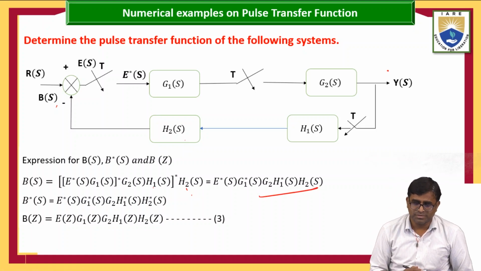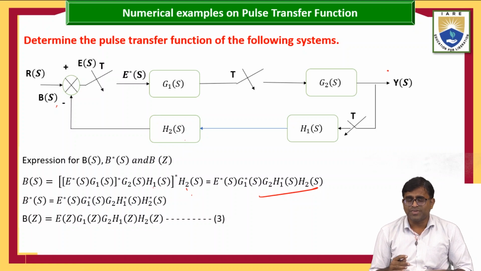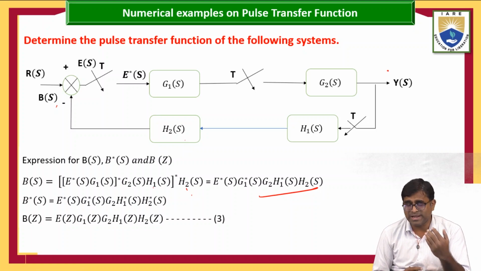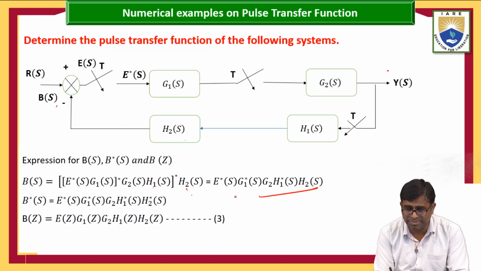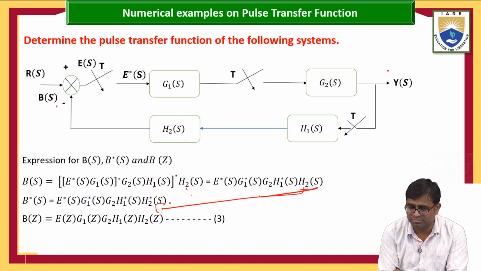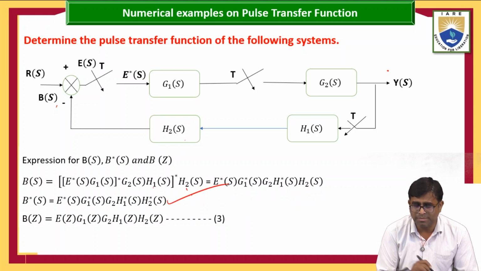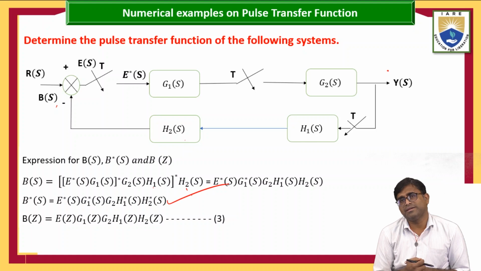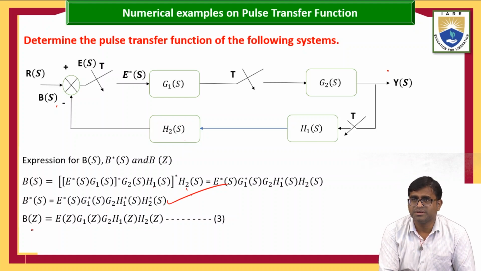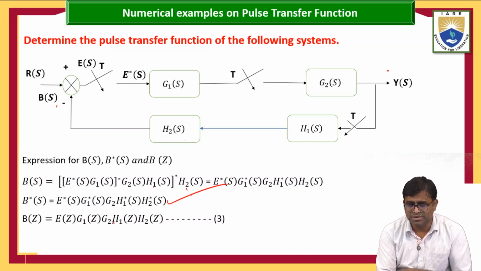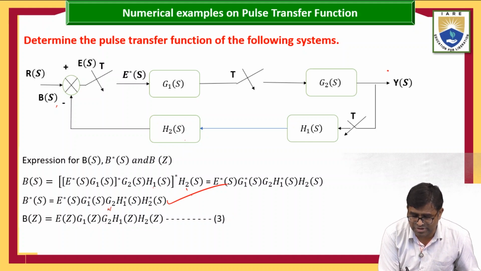Star Laplace. Okay, this is a new position now. First write the main equation. After that, apply the star Laplace. When you apply the star Laplace, what happened? E star, G1 star, G2, H1 star, H2 star. The last function is coming as star. So for this one, apply the Z transform. That is coming as V of Z equal to E of Z into G1 of H, G2 of H. For G2, there is no star. Why?